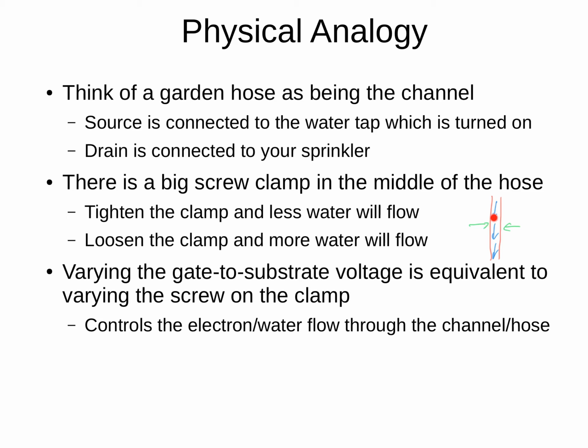We can have a small amount of current flow if we release the clamp a little bit and have a narrow opening here. And we can have the full water flow if we open up the clamp wide and just let the hose be a hose. The gate to substrate voltage is the clamp. It determines how tightly we're squeezing down on this tube. As we vary the gate to substrate voltage, we can have no electrons flowing, a small amount of electrons flowing, or a large amount of electrons flowing.